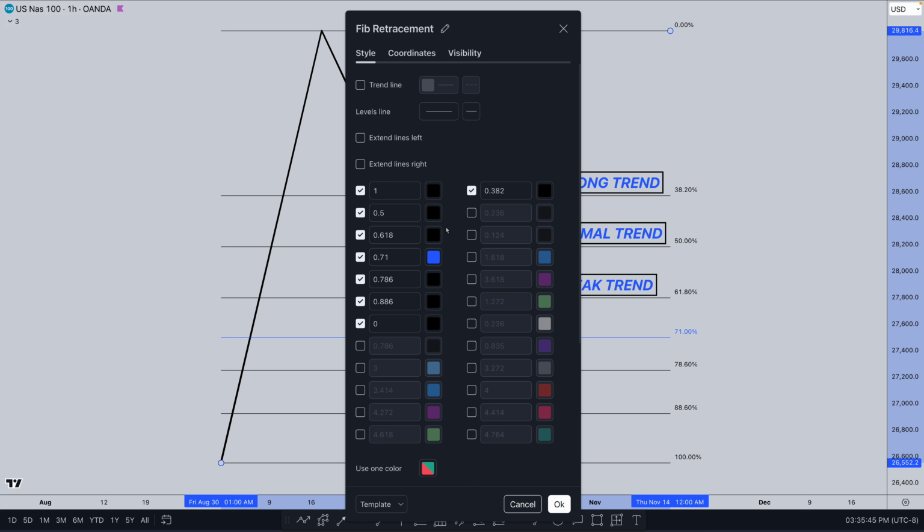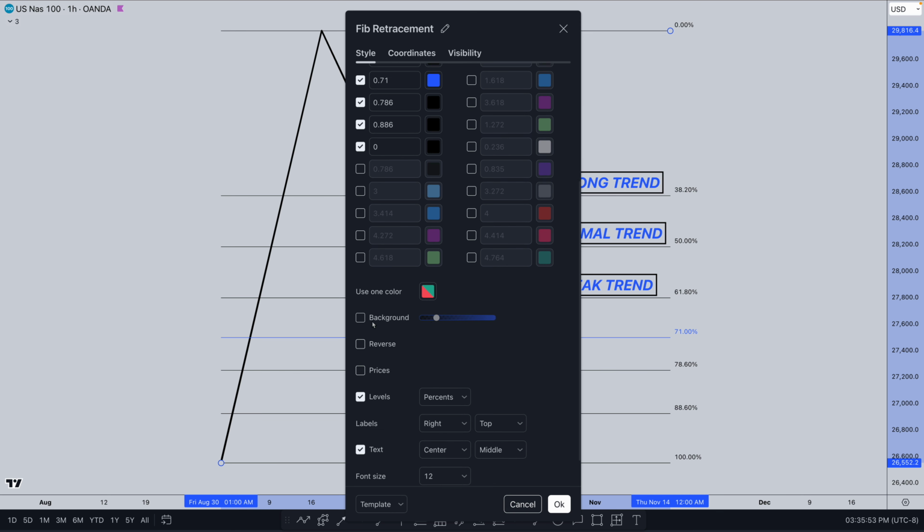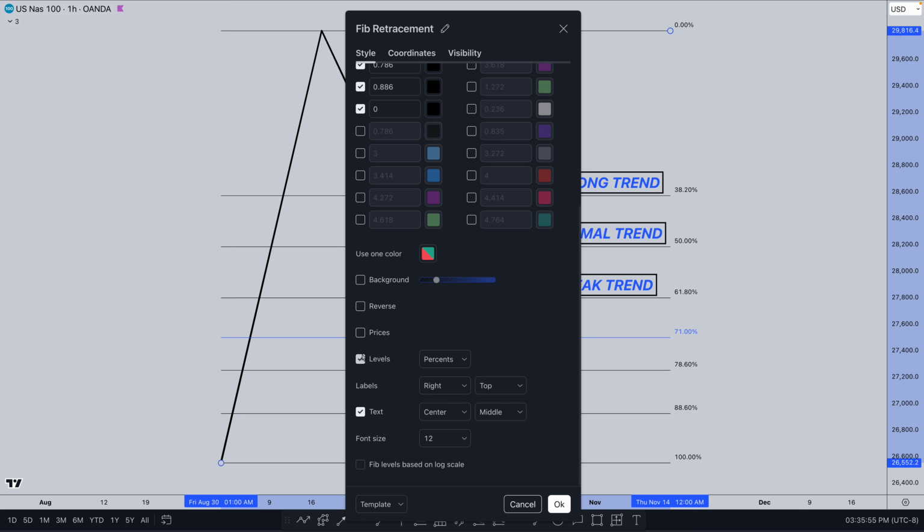I only use the Fibonacci to see what type of pullback we have. Is it a strong pullback, normal, or weak? Okay. And then as far as the background, I have it unchecked. For levels, I have it on percents. Okay. I have the labels at the top right.